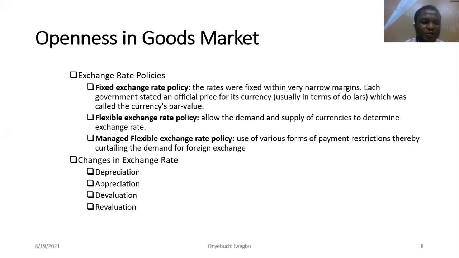Then changes in exchange rate can be of two types, two forms. One, it can be deliberate. Two, it can be due to market forces. When it is deliberate, that is when we talk about devaluation or revaluation. Because it is fixed, CBN or the Monetary Authority intentionally adjusts the exchange rate. So if they intentionally adjust the exchange rate, it can either be devaluation or revaluation.